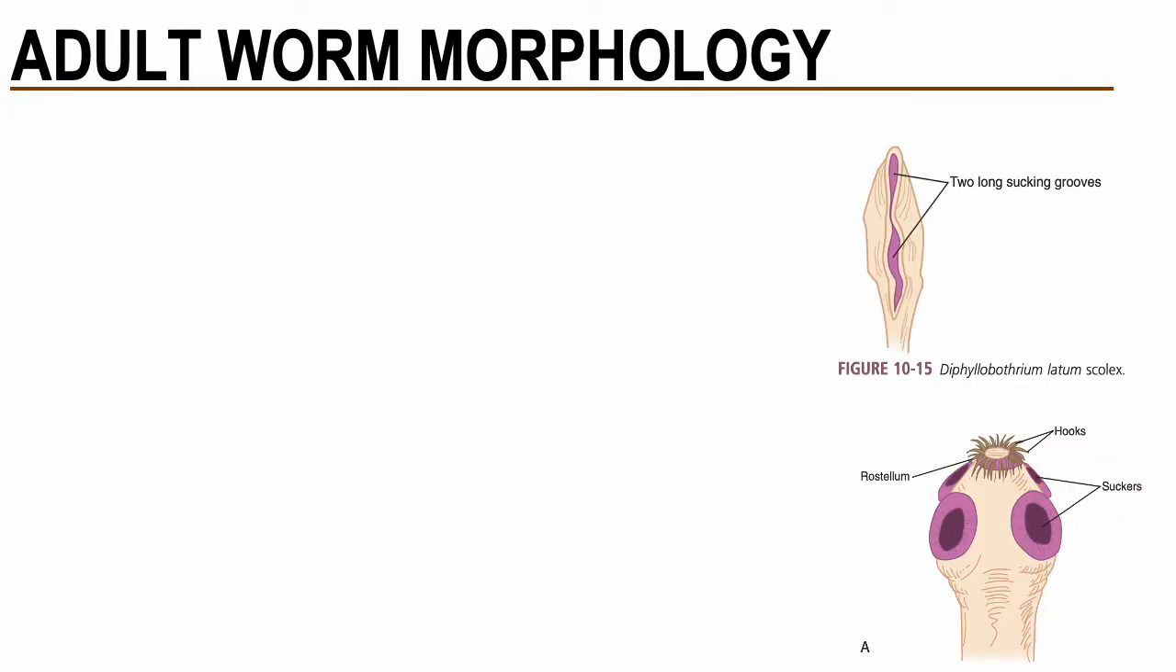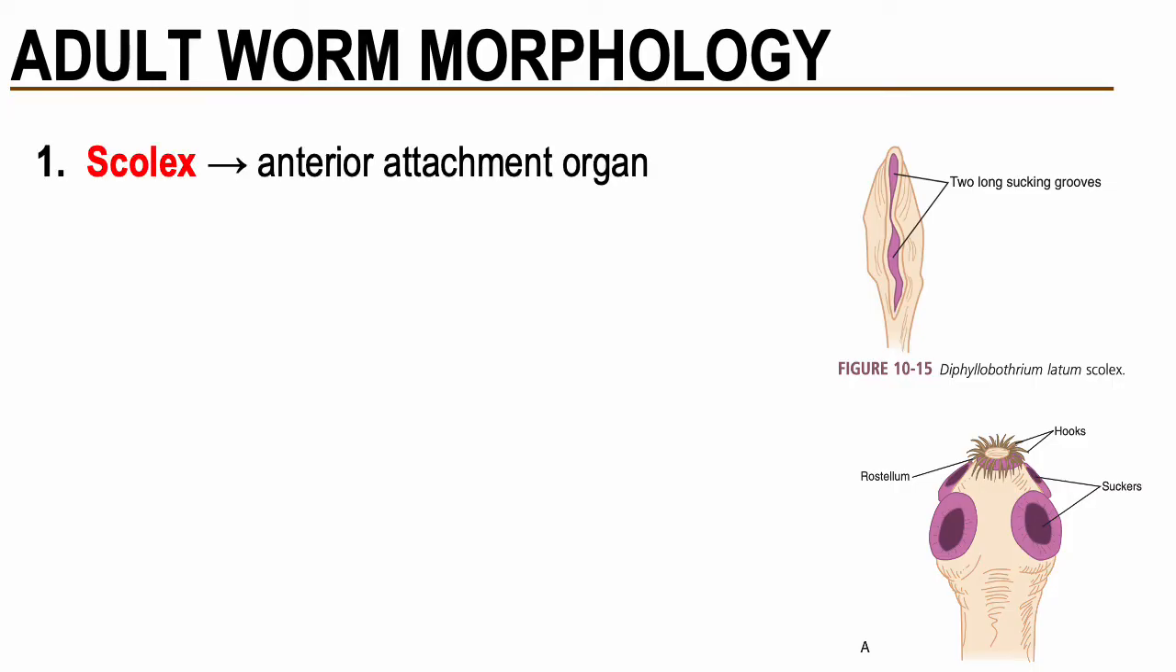So now let's talk about the different structures involved in the morphology of adult tapeworms. The first one is the anterior portion. In the anterior portion of adult tapeworms, they contain what we call the scolex. This is an anterior attachment organ. From the word itself, attachment, this is used by the adult tapeworms to attach themselves to the intestinal mucosa of their host. Normally there are two categories of scolex.